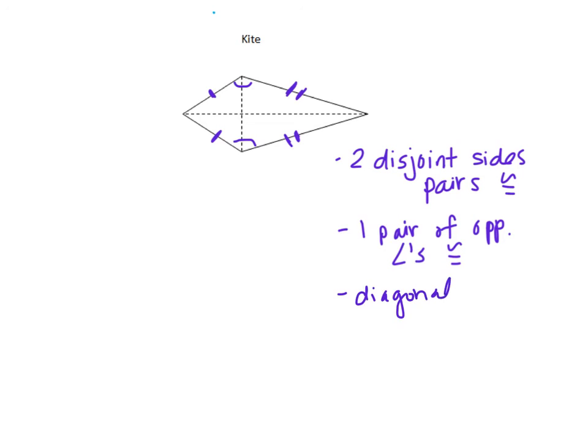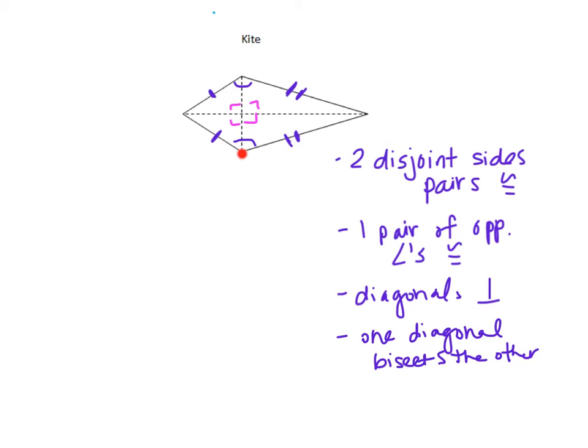The diagonals are perpendicular, so we're going to have right angles formed right here. And then one diagonal bisects the other. So you have two diagonals. You've got this one, and one of them is bisecting the other one. So which one looks like it's been cut in half? This one that's going up and down in this case. So that means that this side, I'm going to give it 3 marks, is congruent to this side. And those are your properties for a kite.